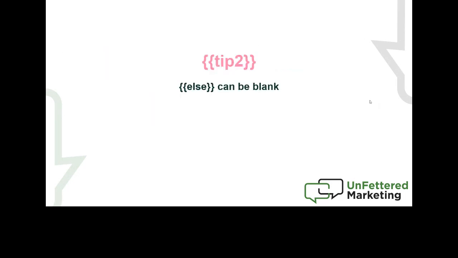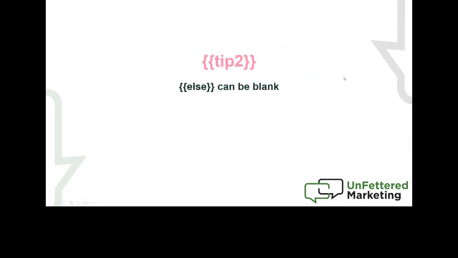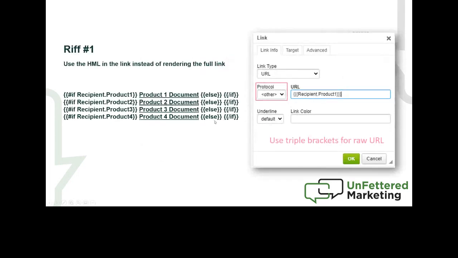Tip 2, we talked about this also. Else can be blank. That was another example of the else is blank. If you want to use that recipient product 1 as the full link and just use it in your email builder, you can do that. Just create the name as a link and use the link type as URL. If you use the protocol other for this, then it will render the full.